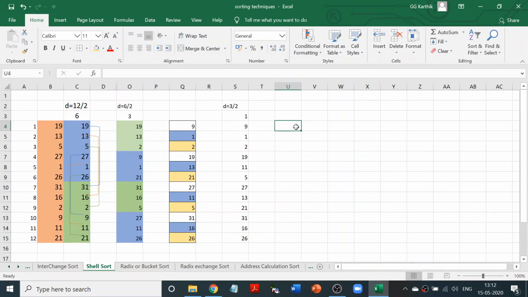So what is interchange sort? 9 and 1 become 1, 9. 9 and 2 now become 2 and 9. 9 and 19, there is no change. 19 and 11 now become 11 and then 19. 19 and 5 now become 5 and then 19, right? And so on. Again 15 and 27, 15, 27. After you finish the interchange sort, you can see that the list is sorted, right? So that is what we are going to do.